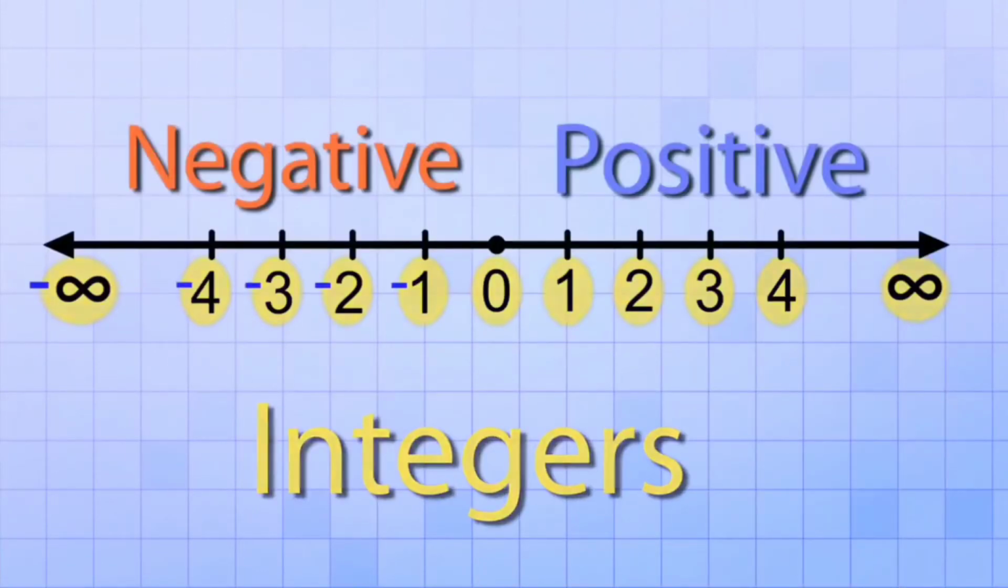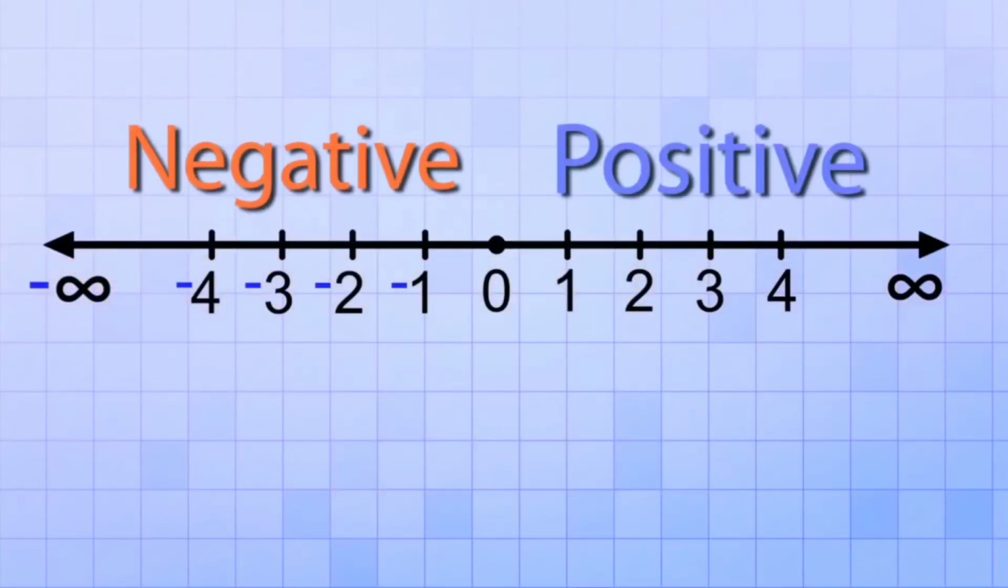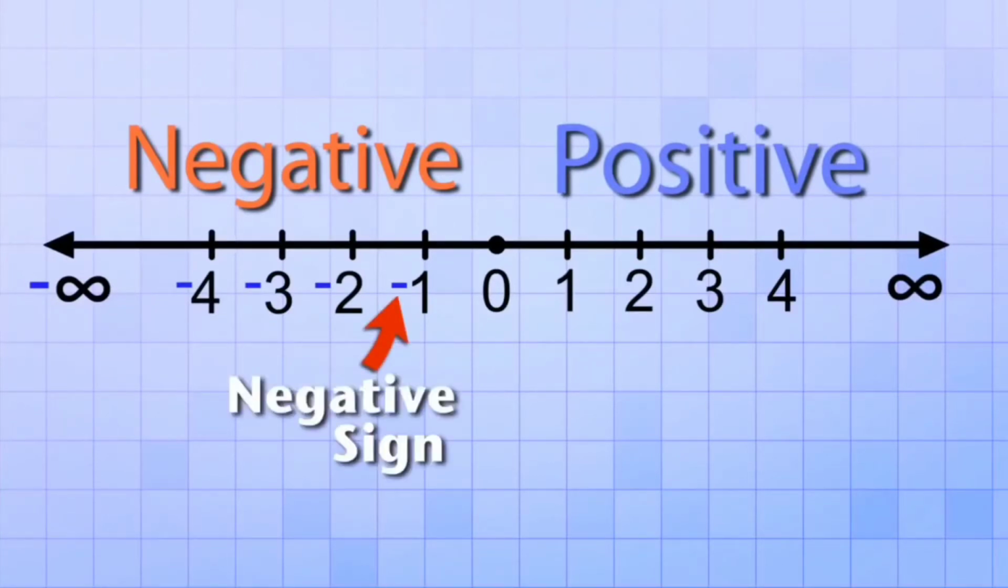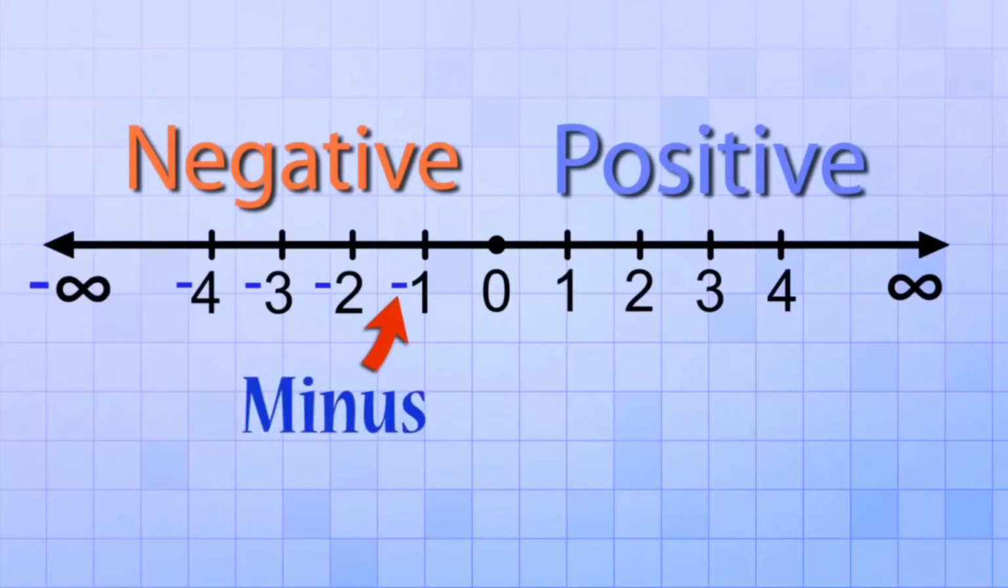As you can see, the negative numbers look just like the positive numbers. The only difference is that they have a negative sign in front of them. The negative sign looks just like the minus sign. In fact, if we wanted to, we could write a positive sign, a plus, in front of all the positive numbers. But to save time, we just assume that if a number doesn't have any sign in front of it, then it's positive. Positive is the default sign.